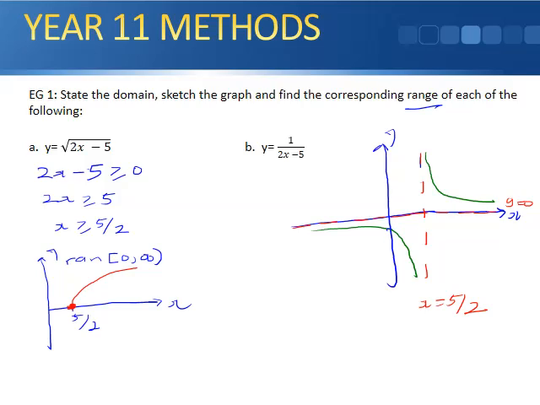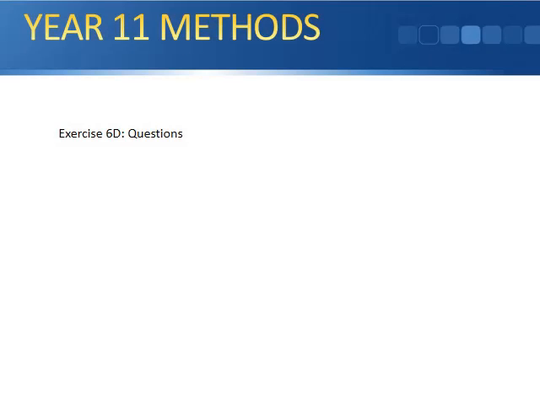The range that this one can take is, again, remember all the y values, so it can take everything except 0. So I'm going to write it as the reals except the 0. And that's your 6D questions.